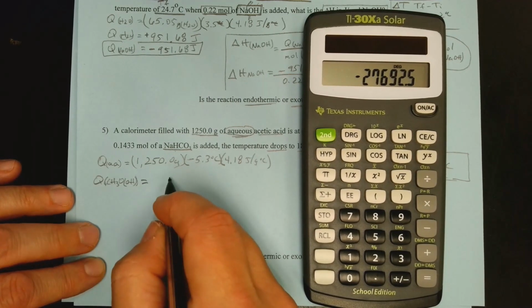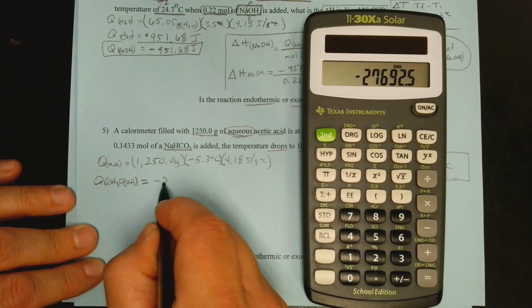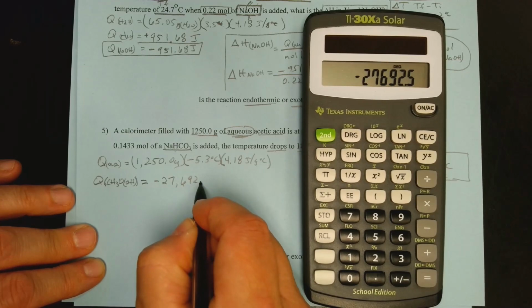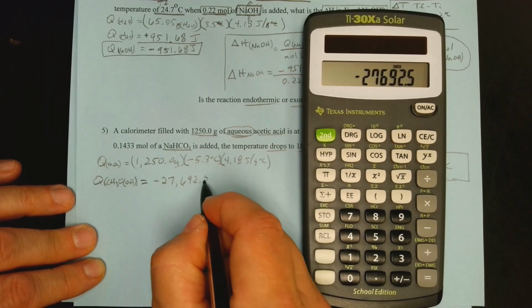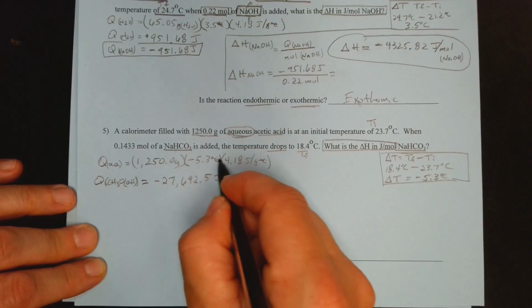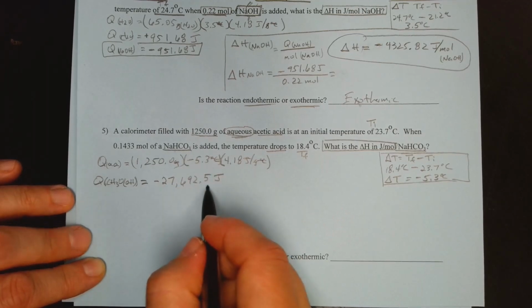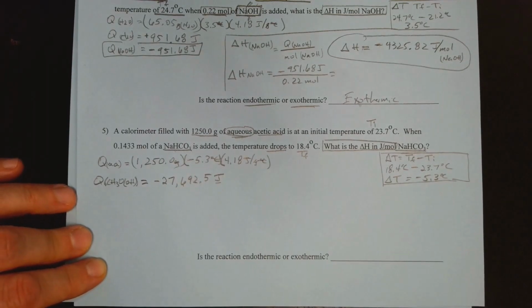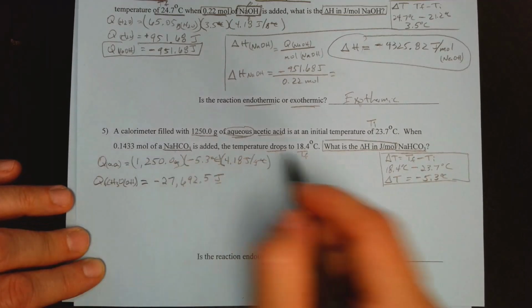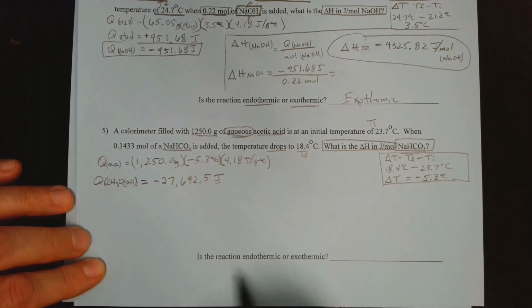And if I do that, I get a Q of negative 27,692.5 joules of energy. And again, you guys, I can cancel out my temperature unit of degrees Celsius. I can cancel out grams, and I'm left with this unit, joules, which is a unit of energy. Now, recall, though, that we are trying to find the delta H of this substance right here, the NaHCO3.